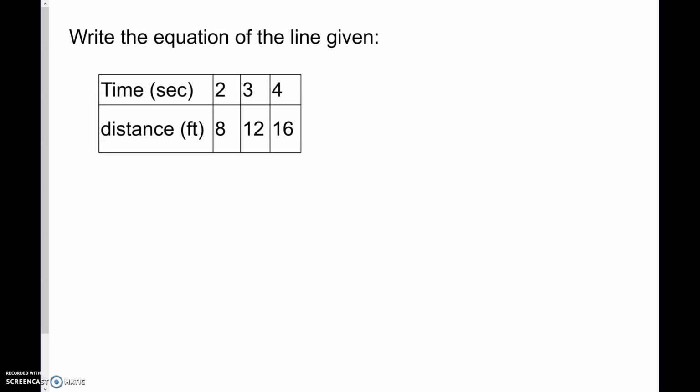All right. So we could also be asking you to write an equation. So this is the same thing we've been doing, but they're just giving you the information in a different way. So we still need to write y equals blank x plus blank.